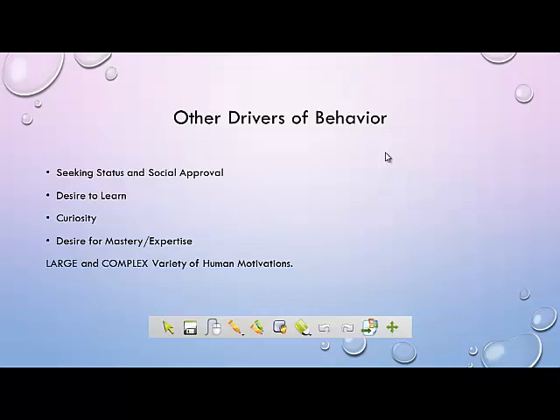There's the desire to learn, curiosity. People have a desire for mastery. This is a book by Daniel Pink. Why do people do labor? And so he has found very interesting results.